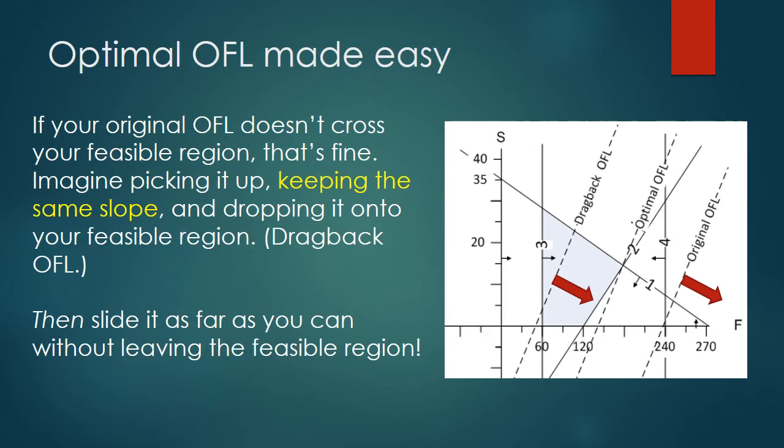Once you get that arrow, even if your original OFL doesn't cross your feasible region, there's an easy way to make this process work. Take your original OFL, as you can see mine's off on the right-hand side of the graph, and imagine picking it up without changing its slope and dropping it over top of the feasible region. You see I've done that here marked with the Dragback OFL. The arrow on this one's going to be the same as the direction of the arrow on the first one. All OFLs in a single problem will have their arrows in the same direction. Then you can do your flood game again, sliding it across the feasible region until the last point goes under. That'll be the corner at the intersection of line 1 and line 2.